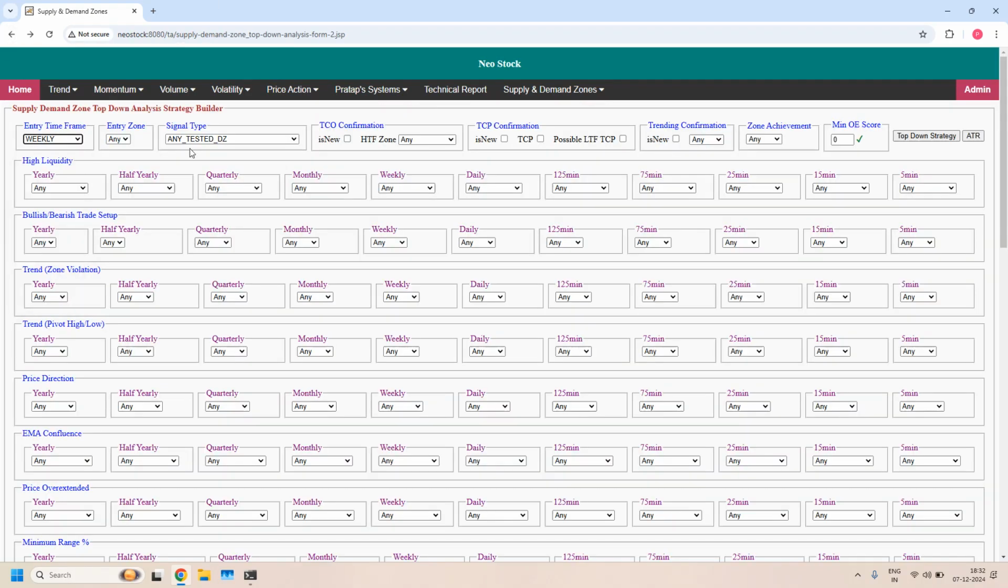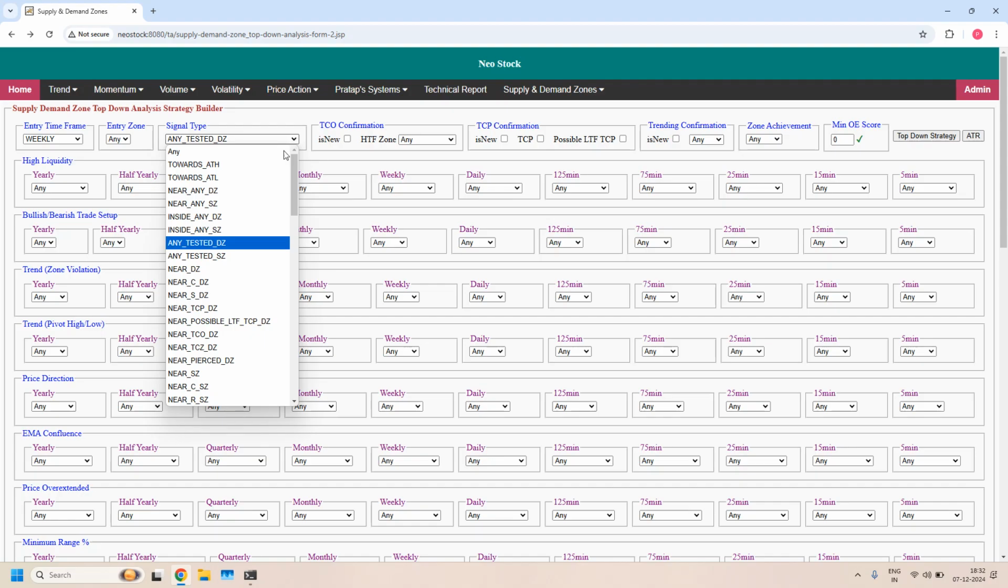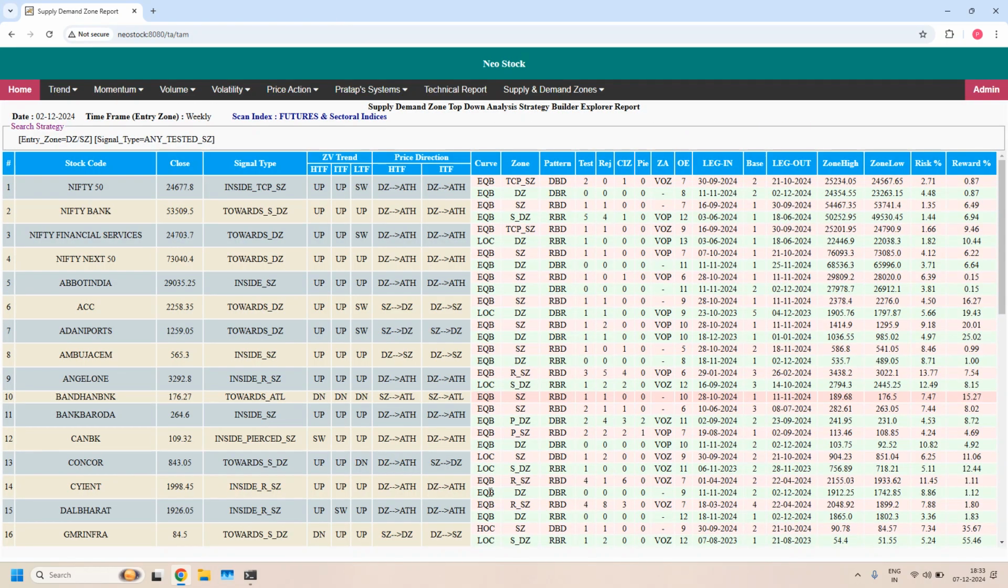Next, weekly time frame. Stocks having supply zones tested. Weekly supply zones tested during this week. We got a big number of stocks whose weekly supply zones are tested, including Nifty 50 and Nifty Bank and Nifty Financial Services, Nifty Next 50. All these are indices that are part of F&O. All these four are tested during this week.